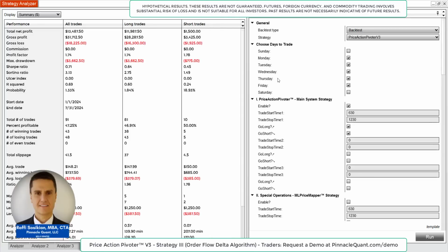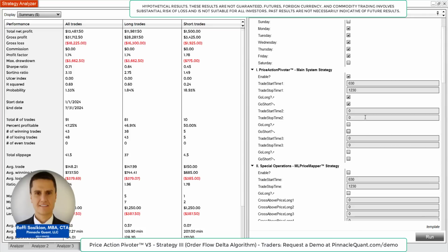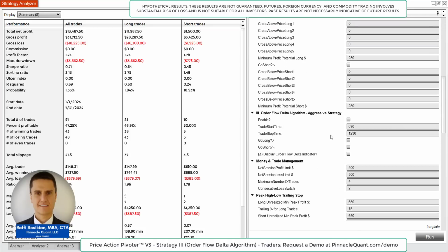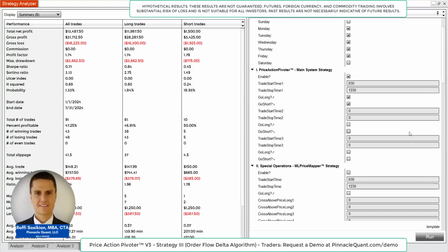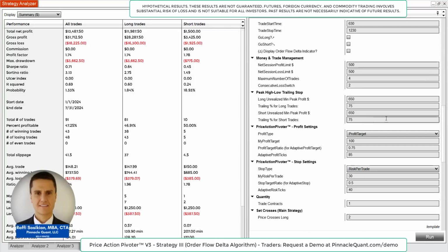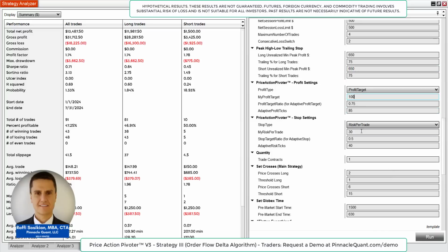And this is the hypothetical performance for the first strategy, the main system strategy. As you can see, it's checked 6:30, 12:30 Pacific time, long and short. And you can see that the order flow is not checked, so the only strategy that's running is strategy 1. And these are the rest of the parameters that I used. You'll notice the money and trade management is different than what I had set for the third strategy, because the third strategy is more aggressive. So I was being more aggressive on the money and trade management side. I used 650 here for the main system strategy.